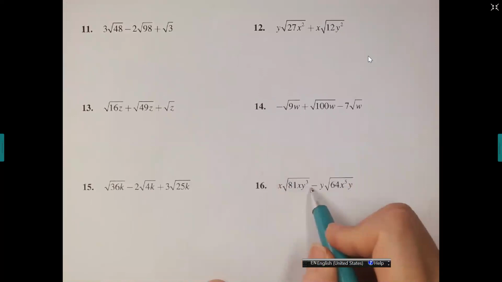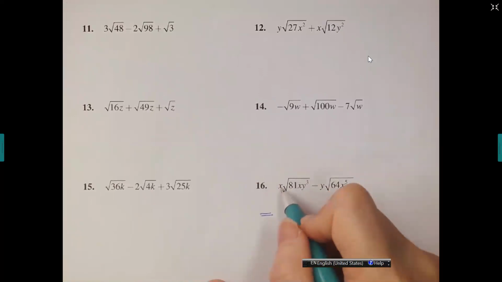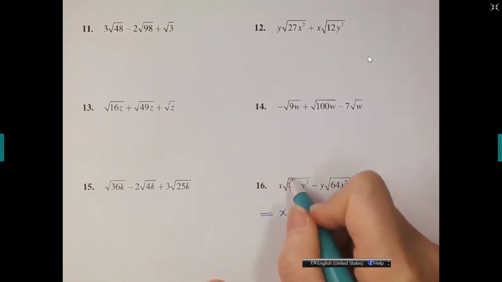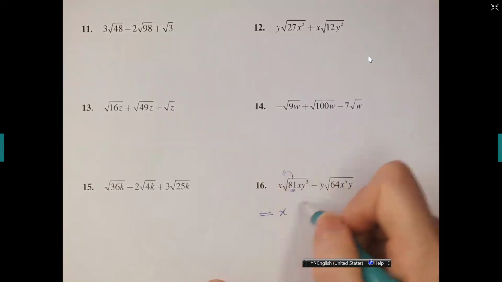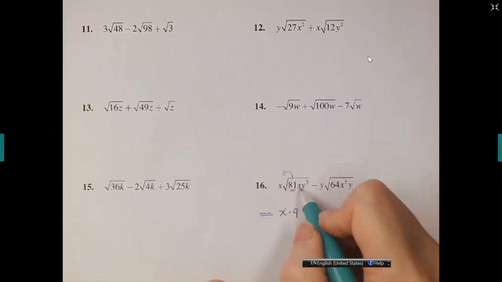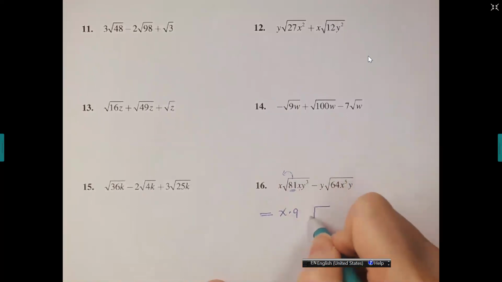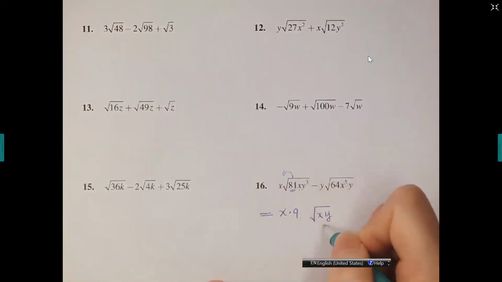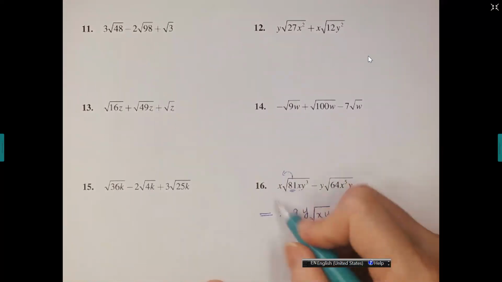Okay, so first one, what can I simplify? This x stays outside. I know 81 equals 9 squared can be moved out. I have times 9, and this x stays. And this y to the third can be seen as y squared times y. I leave one y inside, I have another y out. And so this is the first one.